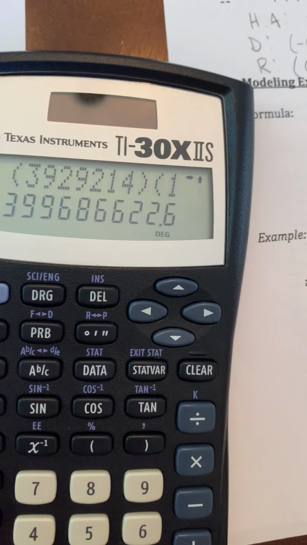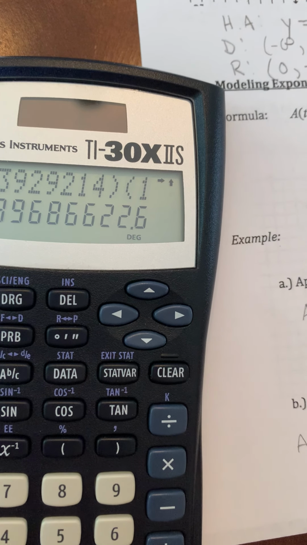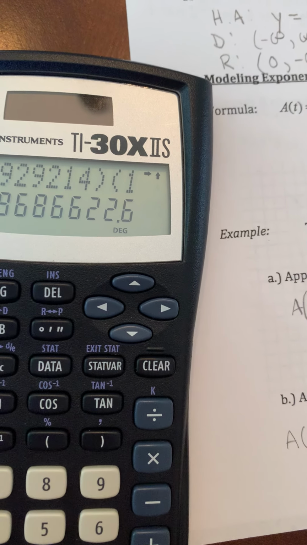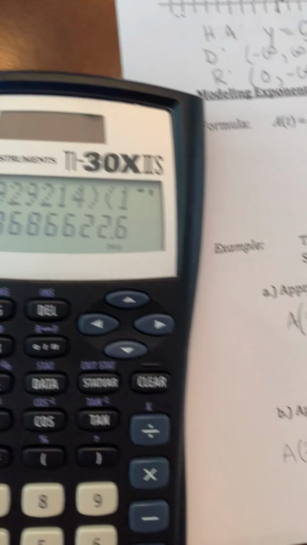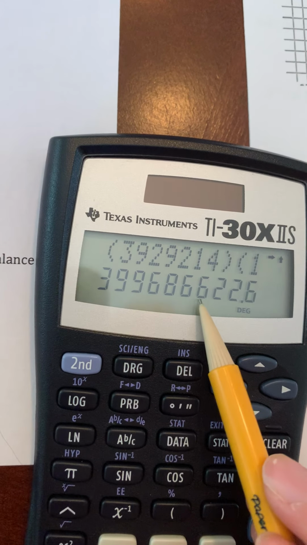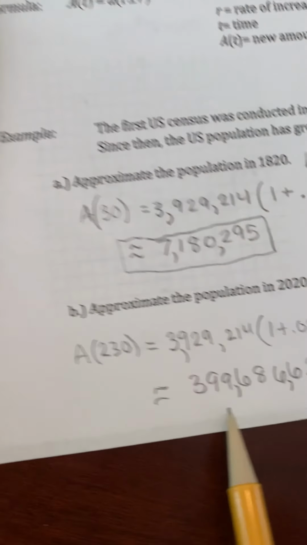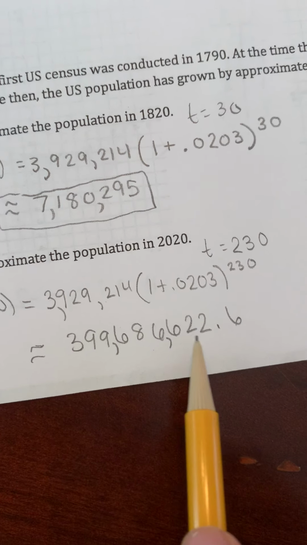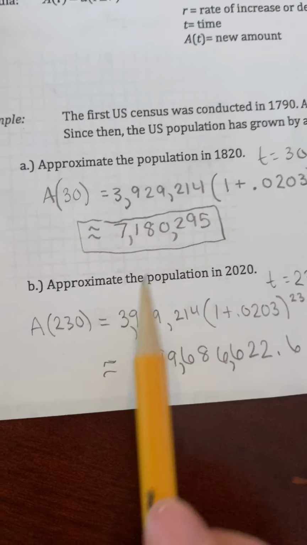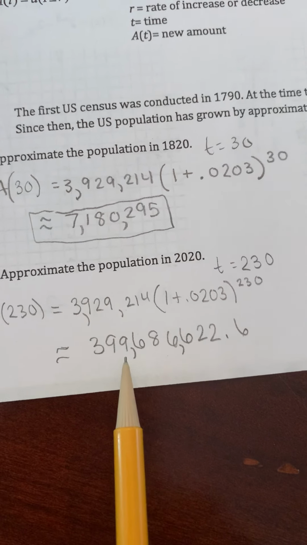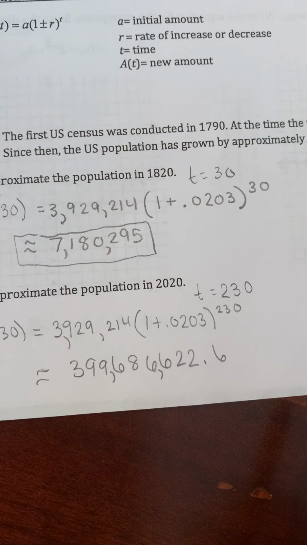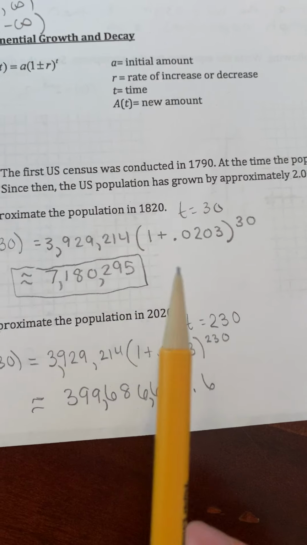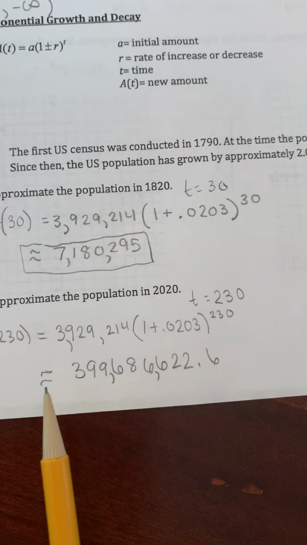Let's see. 399,686,622.6. So let me just make sure that I copied that correctly. So it looks like we have 399,686,622.6. That was the prediction for this year of 2020. Why don't you go do a little research and see how accurate this equation actually was to determining our population now.